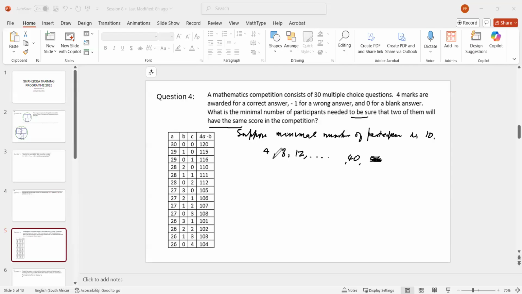No, I'm sorry. The maximum score is 120. Now let's see what are the scores? Okay, before that, so suppose there are 1,000 students. Now, I think in that case, you can be quite sure the two of them will get the same answer. Right? So 1,000 will work. I don't even have to try it because you only got 30 questions, right? So you can't get 1,000 different answers.